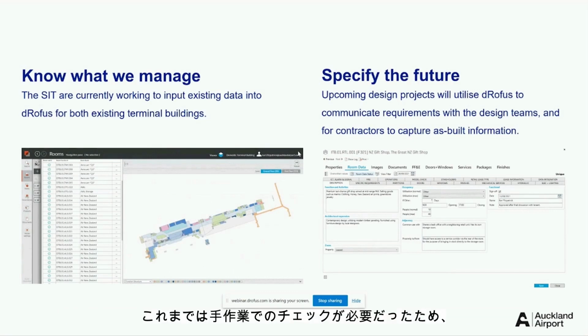And that's something that we haven't really been able to do in the past easily, because it's required so much manual checking, and there's a lot of different data all over the place. So it's really going to help consolidate that information.